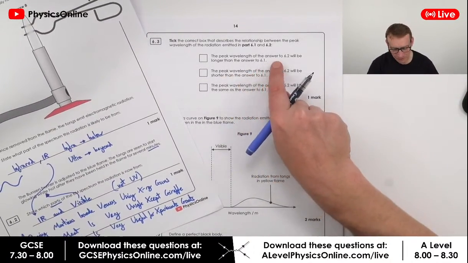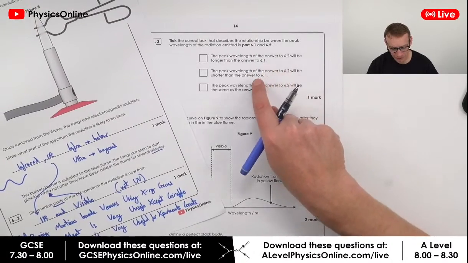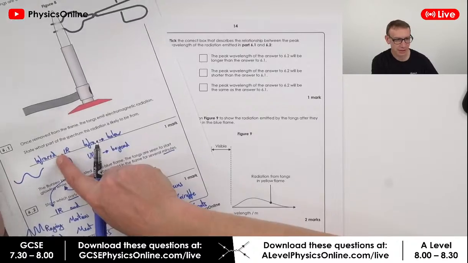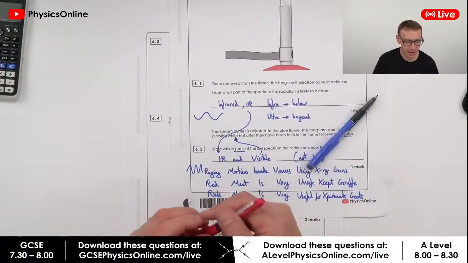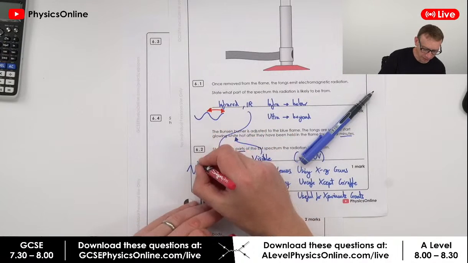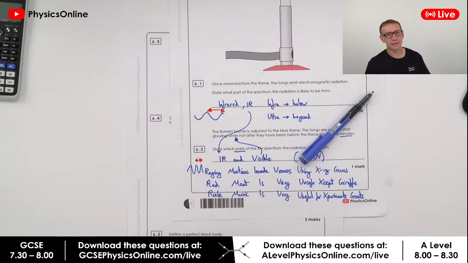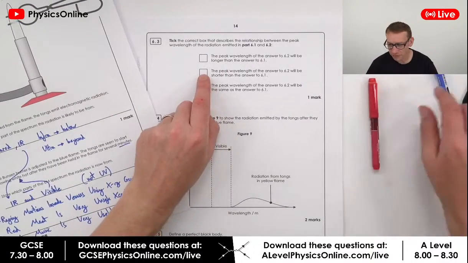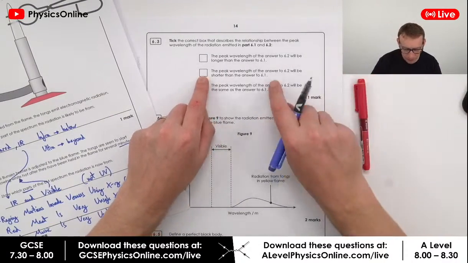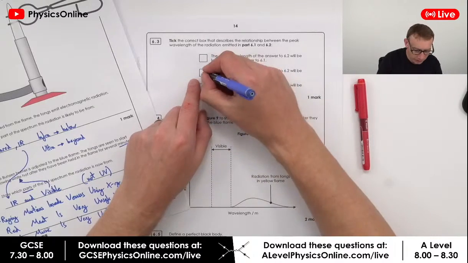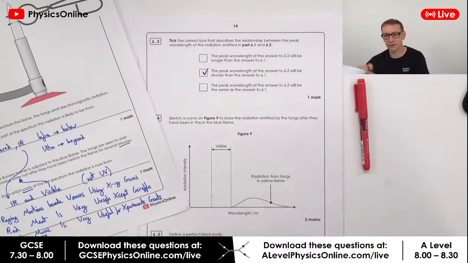So the peak wavelength to the answer to 6.2 will be shorter than this. We can see here we've got a fairly long wavelength when we've got infrared. When we go to visible light, the wavelength is shorter because it's got a higher frequency and it carries more energy. And therefore, the answer to 6.3 is the wavelength of this will be shorter than the answer to 6.1. So that one there is the correct answer.